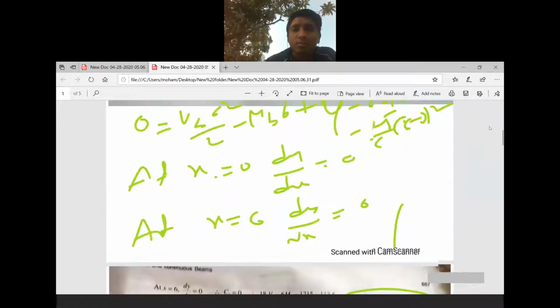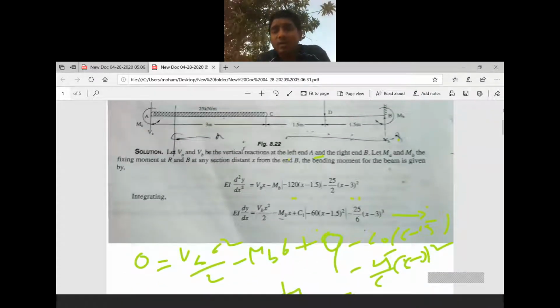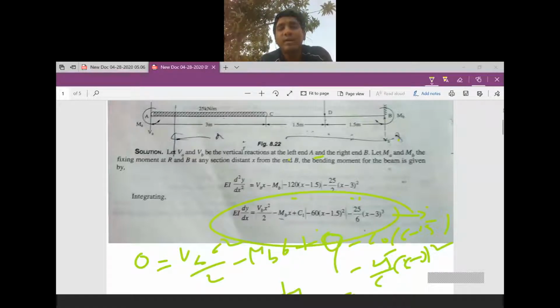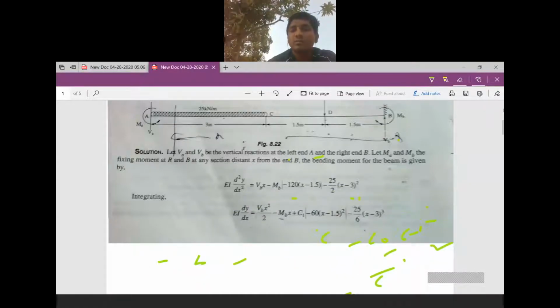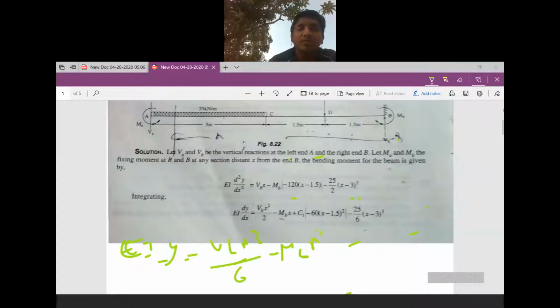The above equation is this one. You are integrating this equation, EI dy by dx integrated, you will get EI y is equal to Vb into x cube by 6 minus Mb into x square by 2 plus c1 x. You will get the equation like this.